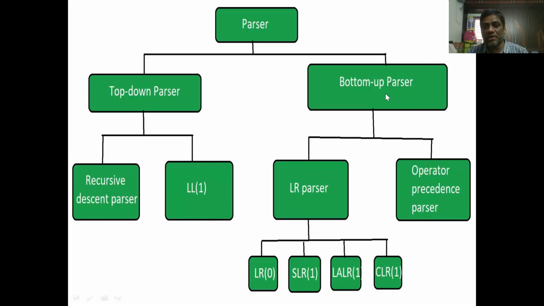And bottom-up parser is again classified into two types. One is LR parser and the other one is operator precedence parser, where LR parser is again classified into four types: LR of 0, SLR of 1, LALR of 1, CLR of 1.